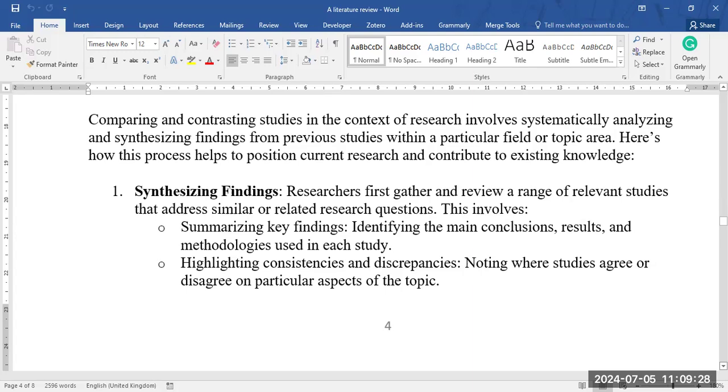When you read any research article for your assignment, definitely you have to download a lot of articles, highlight the findings, compare those findings, and summarize them. So, highlighting consistencies and discrepancies. Consistency means the same ideas. Discrepancies means various ideas from the various researchers. So, noting where studies agree or disagree on particular aspects of the topic.